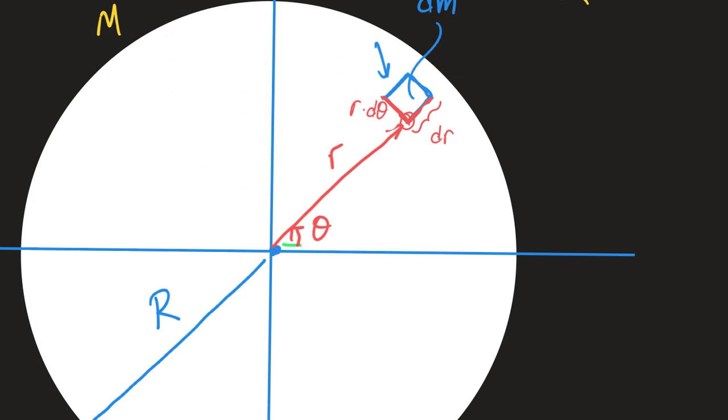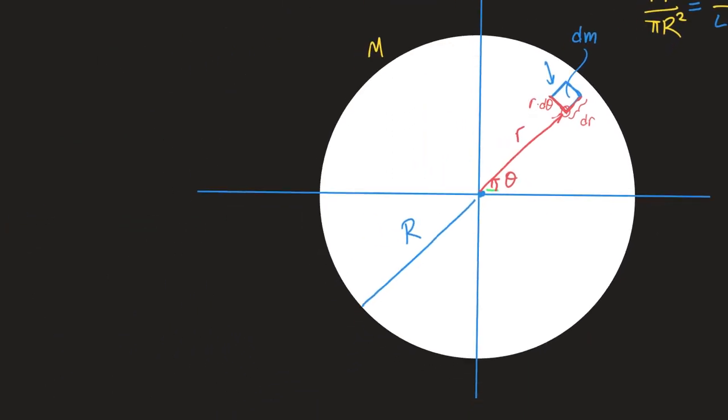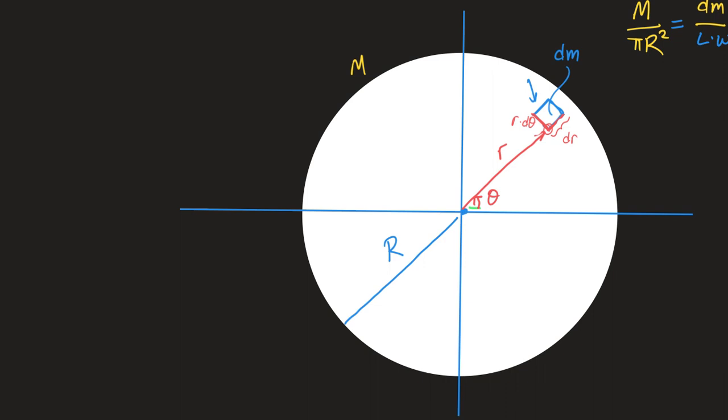Now, I want you to watch this for a minute. This is going to help you, I think, in a minute. The area of that piece, if I want to shade this piece in, has to be length times width, or dr times r d theta. That has to be the area of the block.